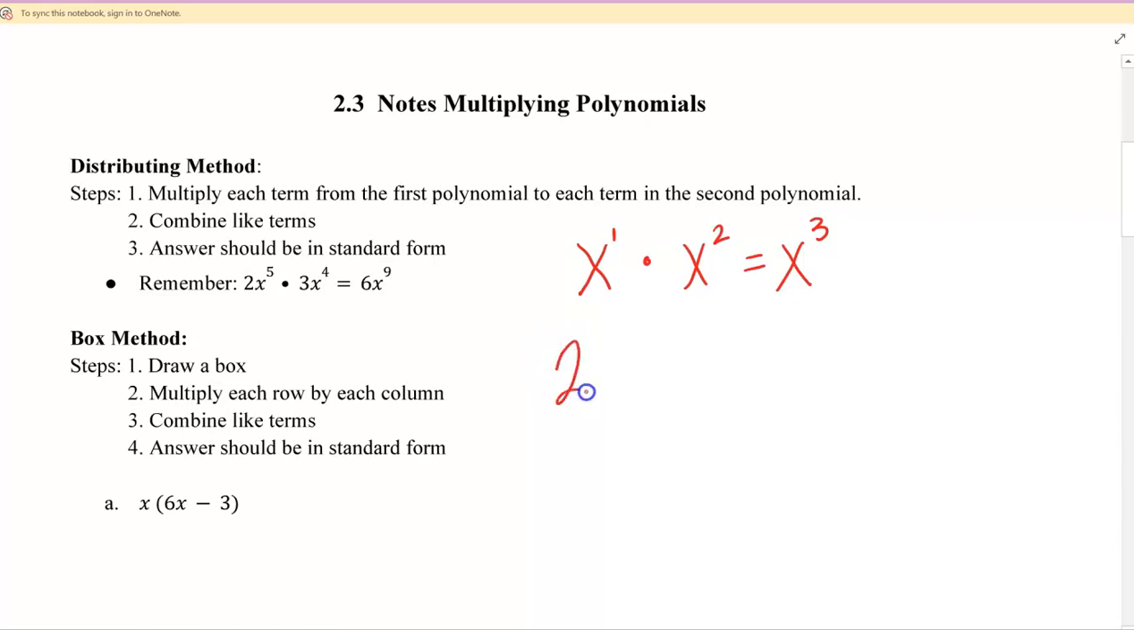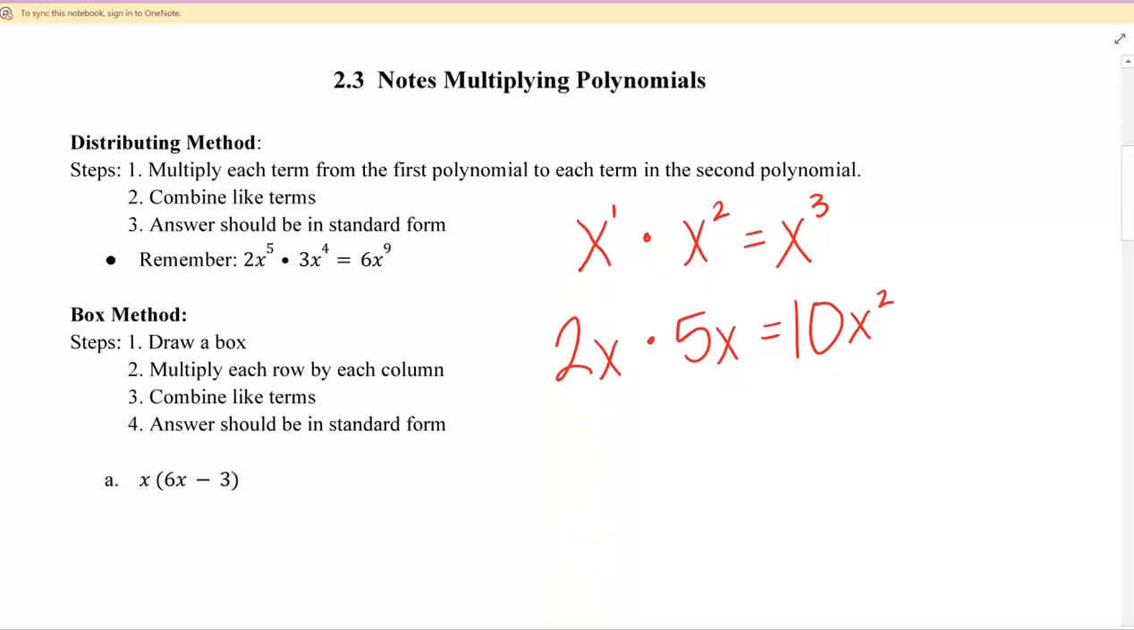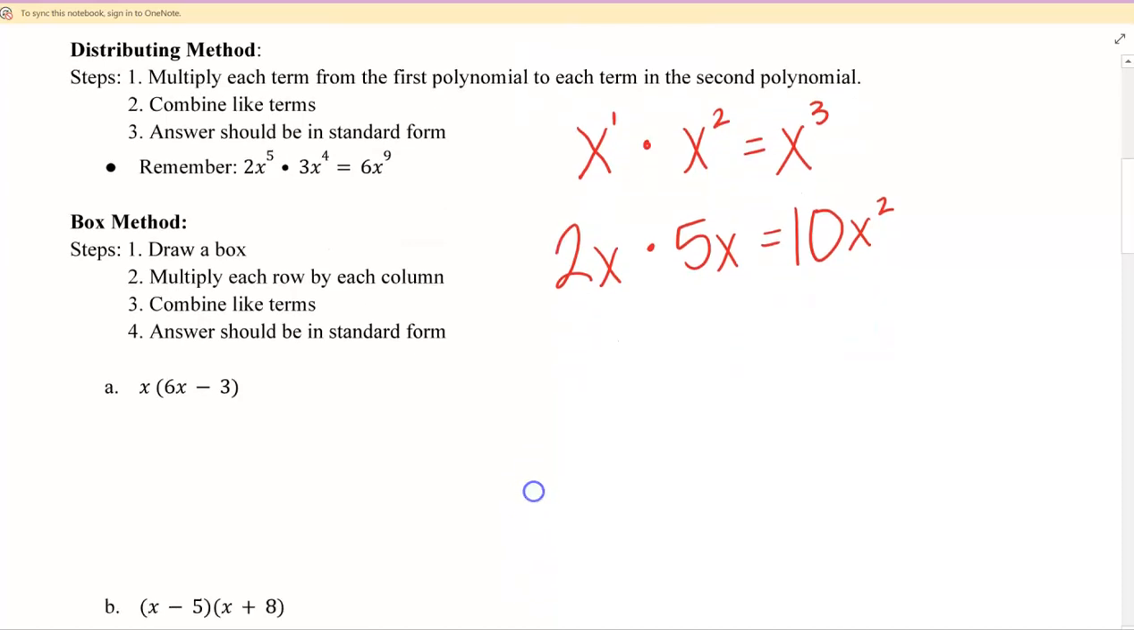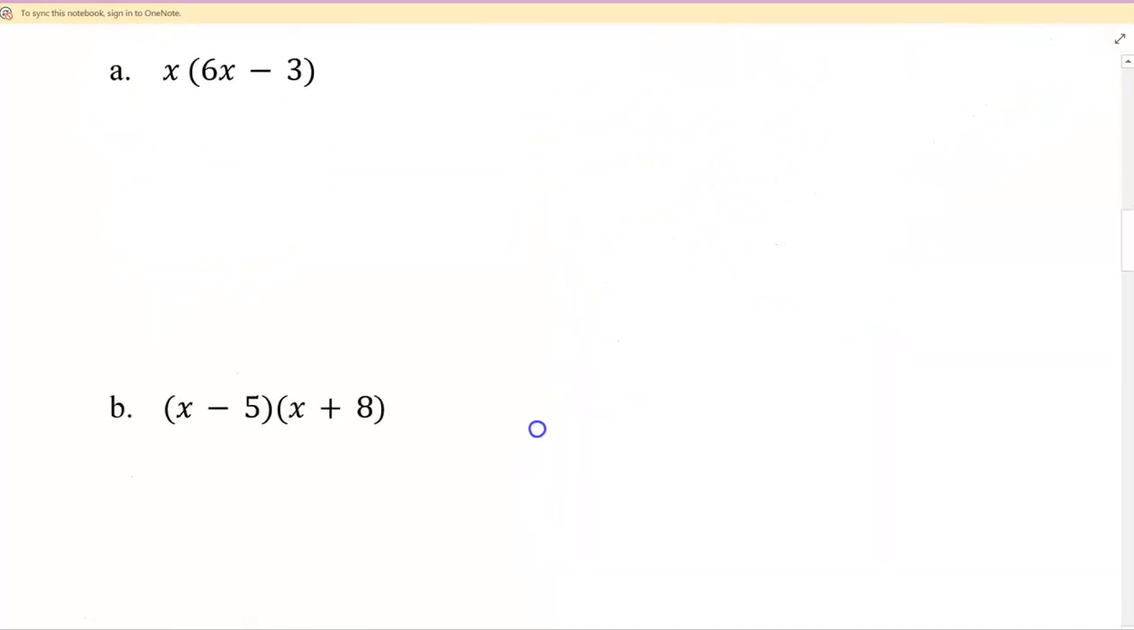And if I had something like 2x times 5x, I would do the numbers. So 2 times 5, which is 10. And then I would do the x's. X times x, which is x squared. Okay, so we're going to use these rules to multiply polynomials. I'm going to go over both of these methods down below as I do problems, so you can just ignore them for now. All right, first we have x times 6x minus 3.